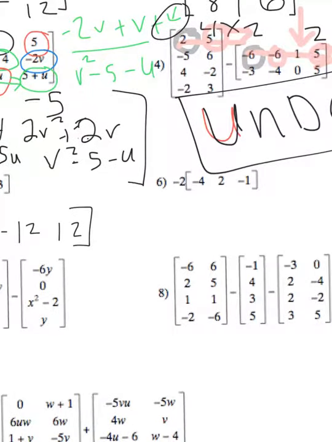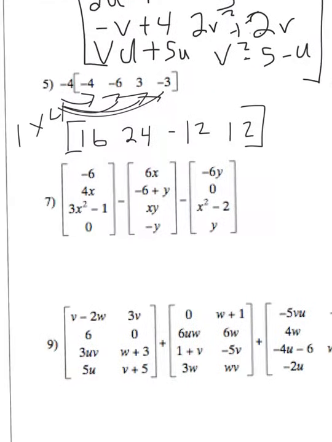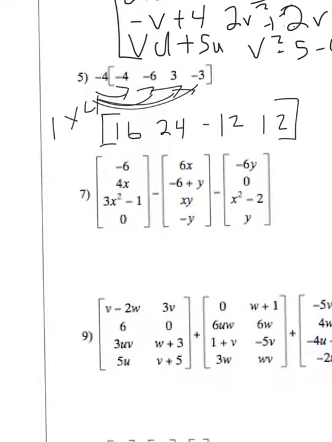So number 6 is exactly the same thing. We have negative 2 times negative 4. That'll give us an 8. Negative 2 times 2 will be a negative 4. And then negative 2 times negative 1 will be a 2. And it's that simple. So addition and multiplication, you just add the spots and you multiply the spots.